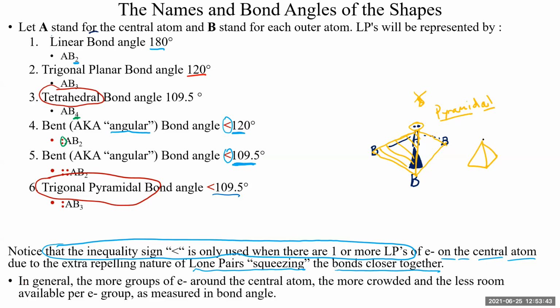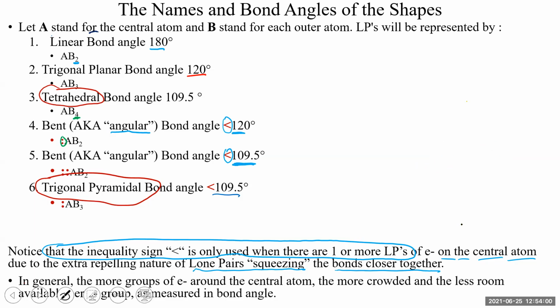This time the central atom is at the top, at the apex of the pyramid. In the tetrahedron, the central atom is in the middle of the pyramid and one of the outer atoms is at the top of the pyramid. That's the difference. So just to distinguish them, we'll draw it again.